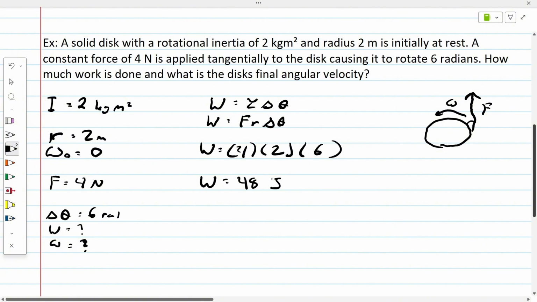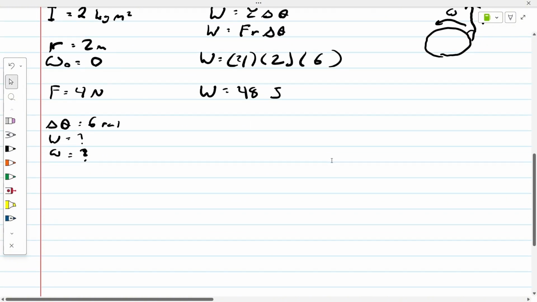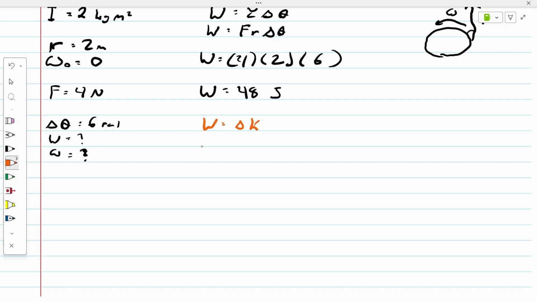Okay, so now we need to find the final angular velocity. When we think back to our energy unit, we knew that the work just equals the change in kinetic energy. In this case, since the disk is only rotating, there is no linear kinetic energy to worry about. We only have to worry about the rotational kinetic energy. We learned what rotational kinetic energy was in the last video, so go back and watch that after this if you don't know how to do rotational kinetic energy. But we can use that to find the change in the rotational velocity.